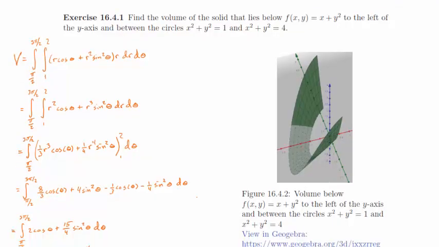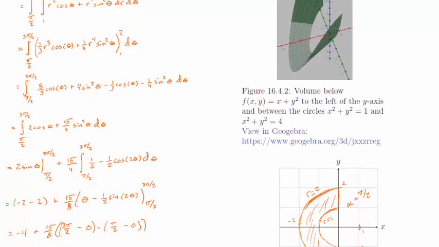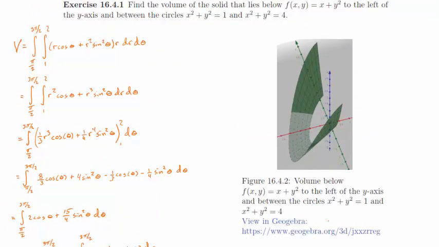Alright, and we're back. So let's get this set up. Our volume is going to equal, well, I drew the picture first, so we've got our region, our angle starts from pi over 2 and goes to 3 pi over 2. Our radiuses go from 1 to 2, because x squared plus y squared equals 1 has a radius of 1, x squared plus y squared equals 4 has a radius of 2. So we're looking for the region inside of here. So angles go from pi over 2 to 3 pi over 2. The radius goes from 1 to 2.